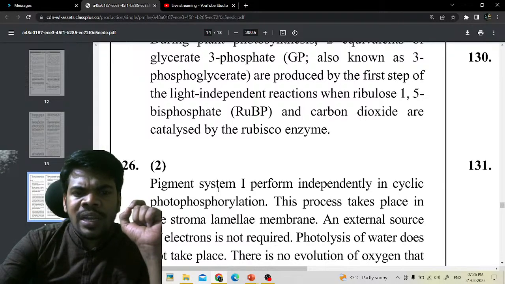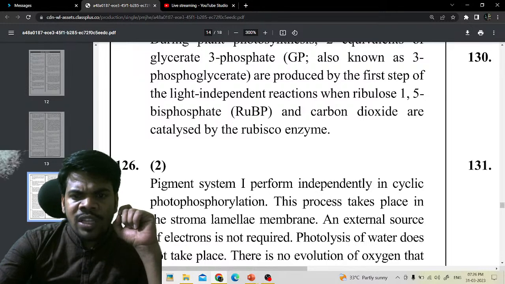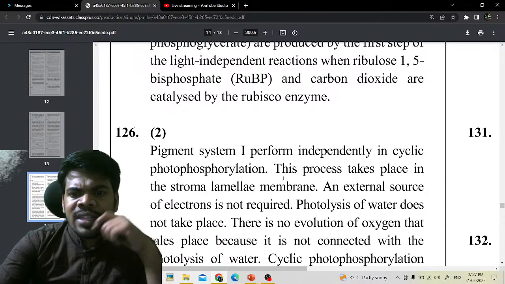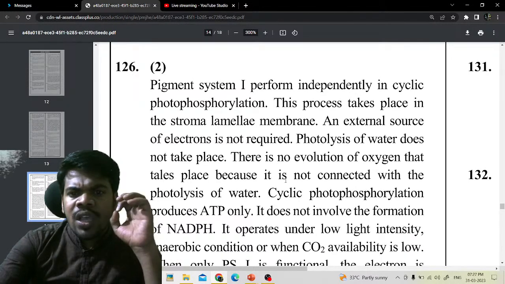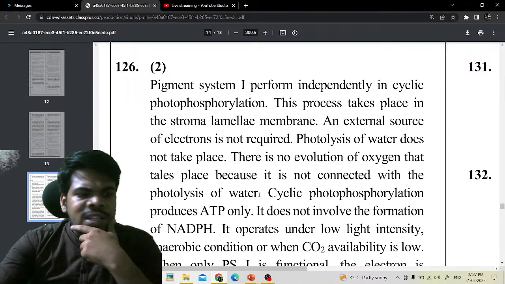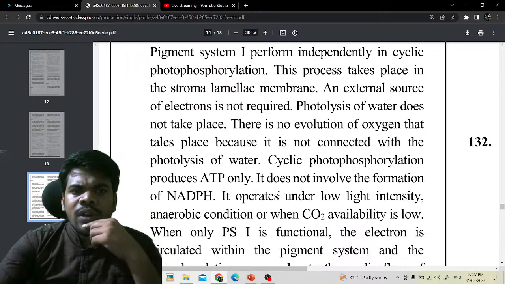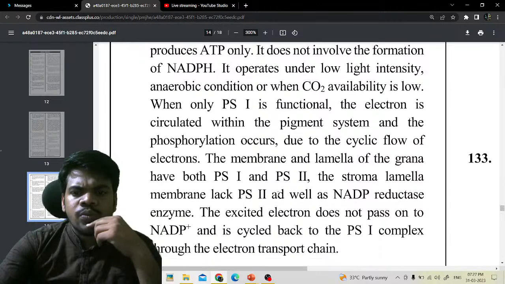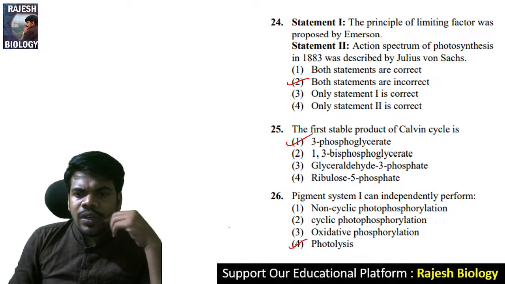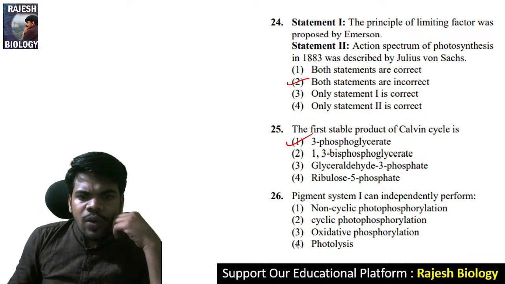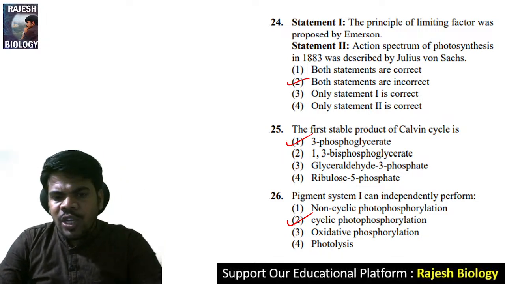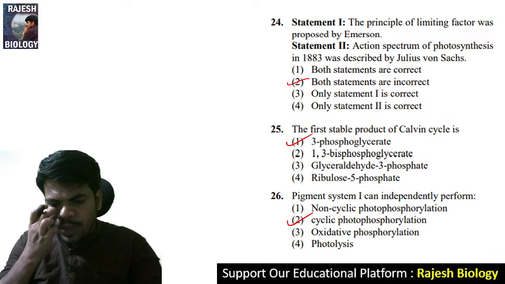Pigment system 1 performs independently in cyclic photophosphorylation. This process takes place in the stroma lamellae membrane. An external source of electrons is not required. Photolysis of water does not take place, and there is no evolution of oxygen, because it is not connected with the photolysis of water. So as per this explanation, the right answer is 2. So it is not photolysis. Here what happened is that the key they gave was given mistakenly, and later in their explanation they gave a different key. At the beginning they gave a separate key.